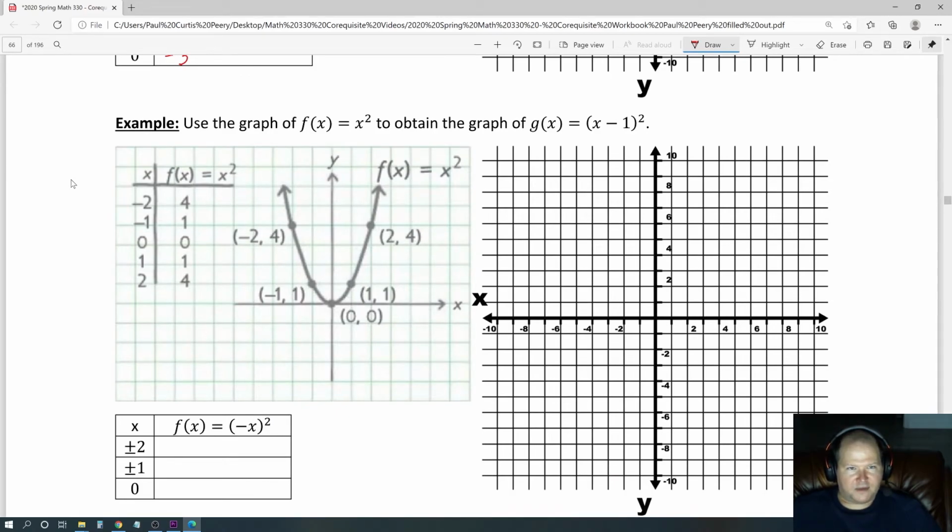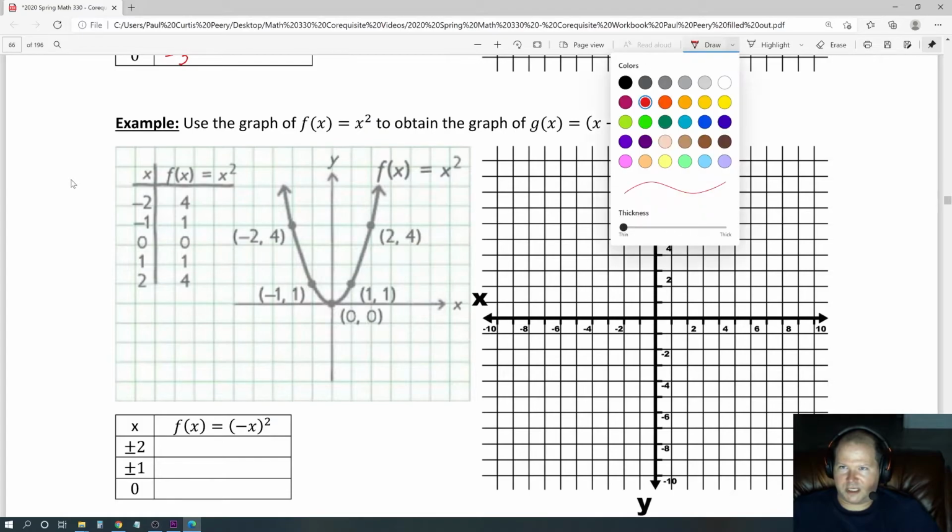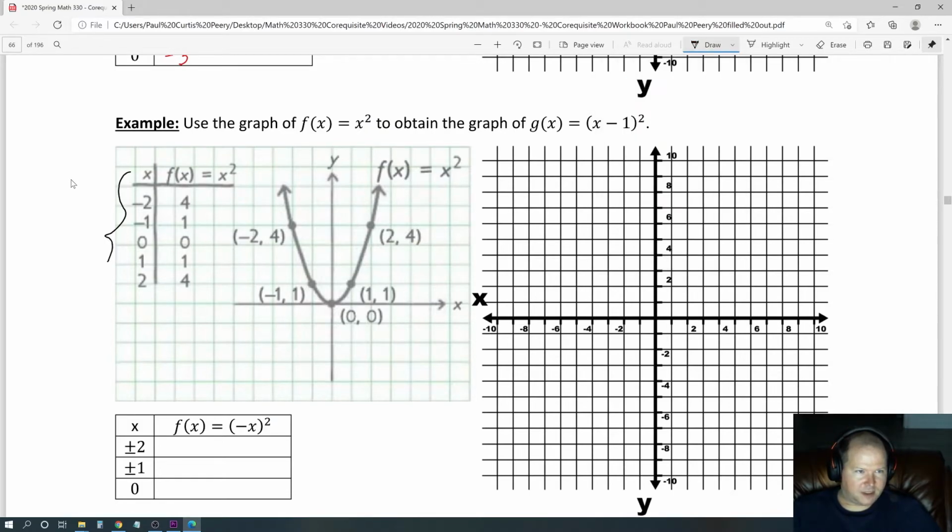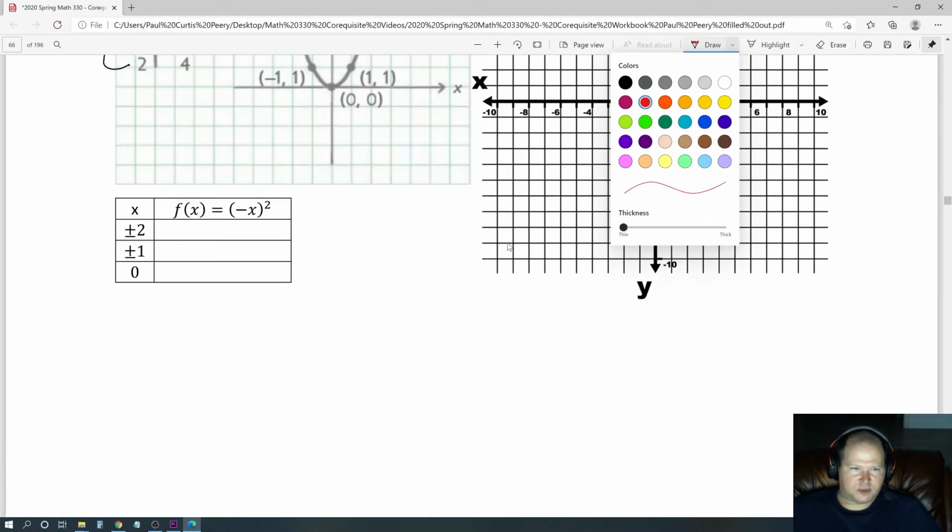Okay, let's try another one. So now we're using the graph of f of x is equal to x squared to obtain the graph of g of x is equal to (x minus 1) squared. First we draw the original equation. So we just plot these points right here. We have a point here, here, here, here, and finally there and there. Okay, so we draw a line through all these, and there we go.